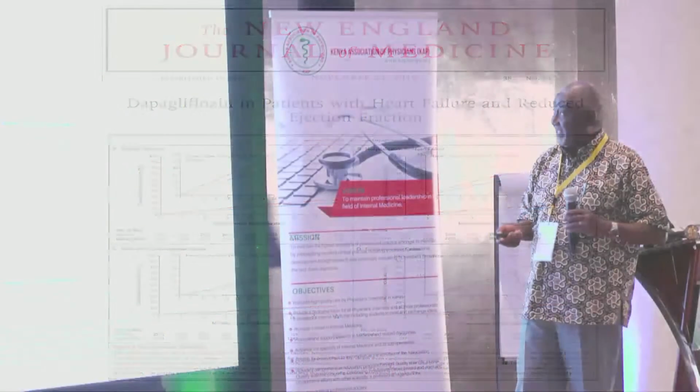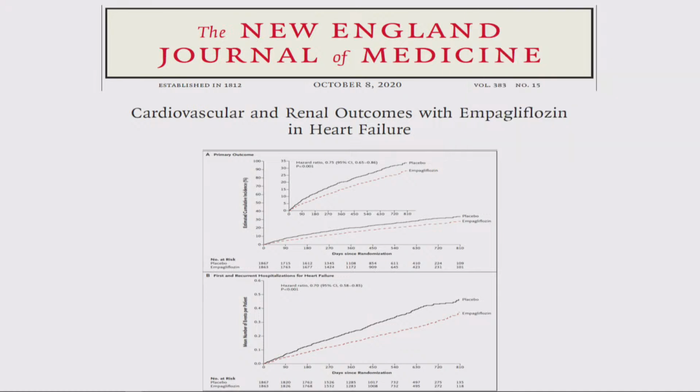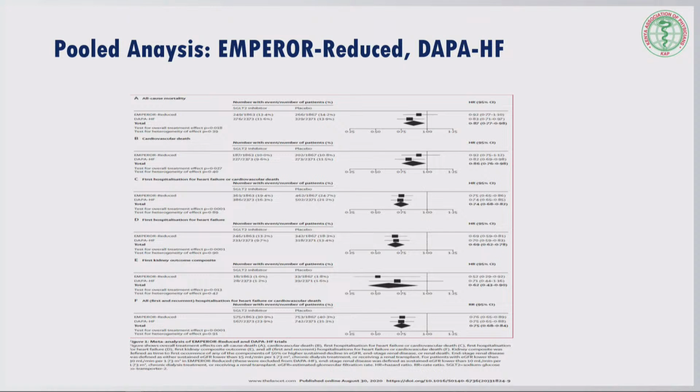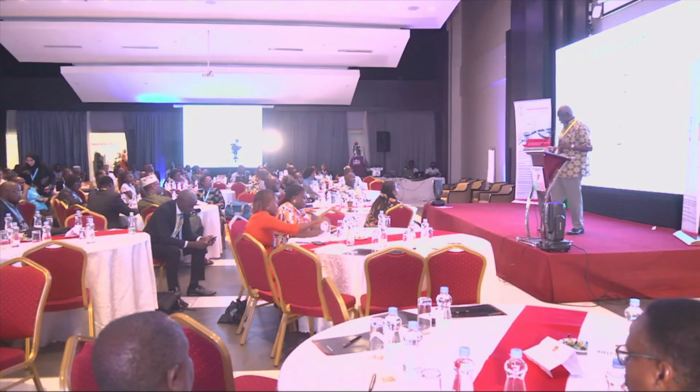Unquestionably a positive study is empagliflozin. And this is the data from the EMPEROR-Reduced study, which was empagliflozin in heart failure with reduced ejection fraction. So following this is a pooled analysis of DAPA-HF and EMPEROR-Reduced, so the dapagliflozin and empagliflozin studies. And I don't know whether you can see it well, but there are various endpoints: all-cause mortality, cardiovascular mortality, forest plot. The benefit of SGLT2 inhibition in heart failure was unequivocal.